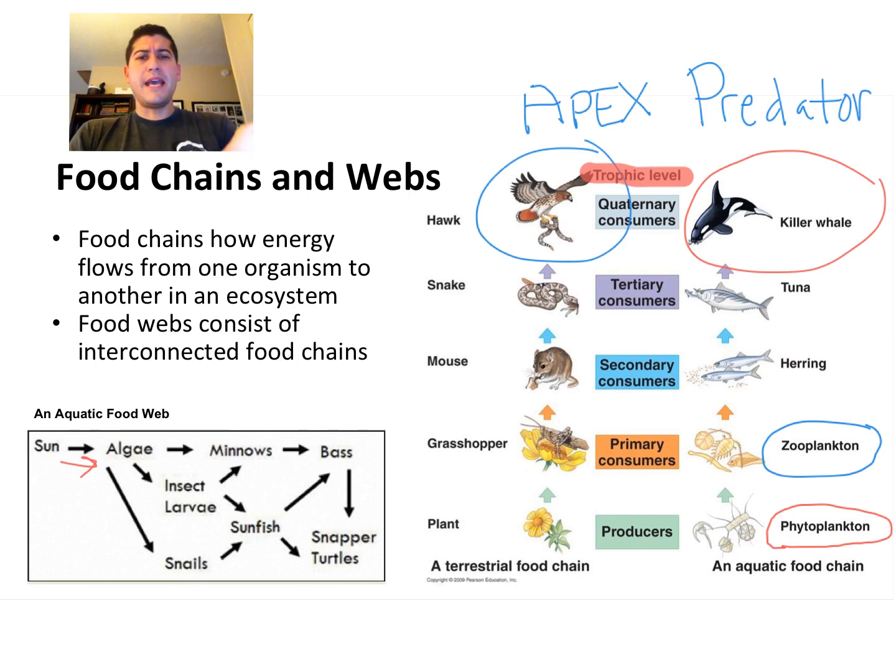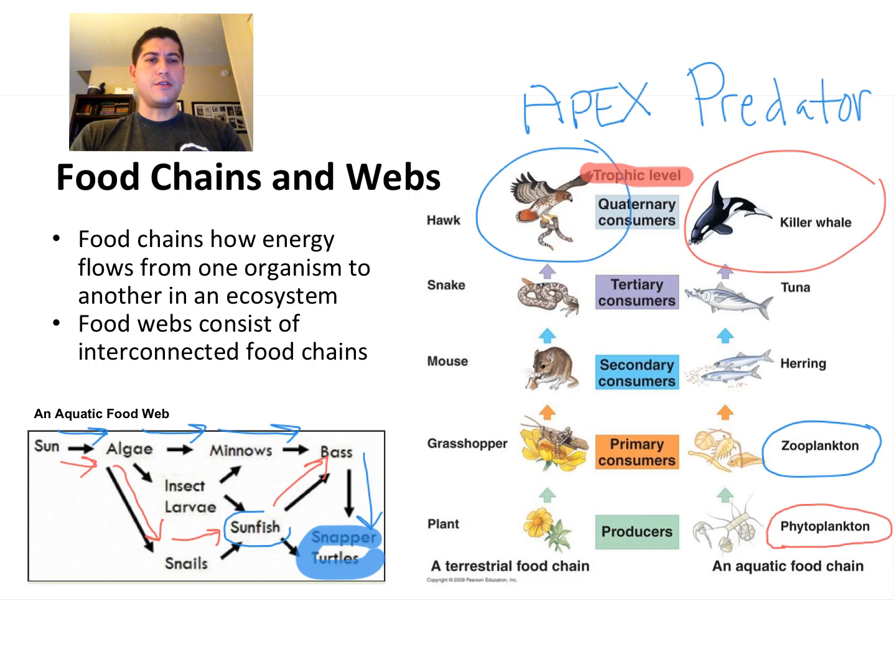You do need to be able to look at individual organisms. For example, this snapper turtle right here. Clearly, there are no arrows pointing away from the snapping turtle, so there's nothing in this food web that is consuming it. It's the apex predator. You need to be able to describe it as such.